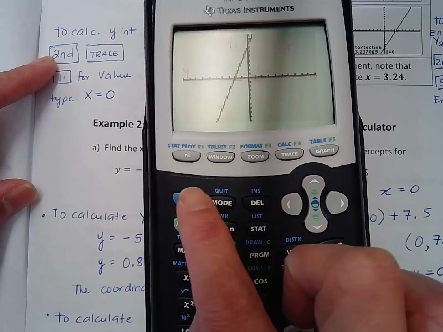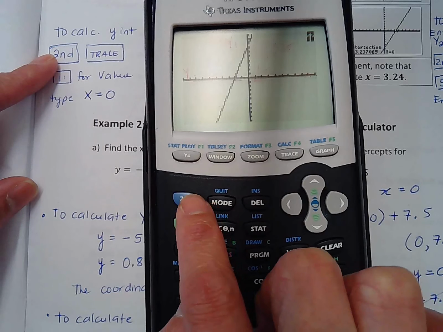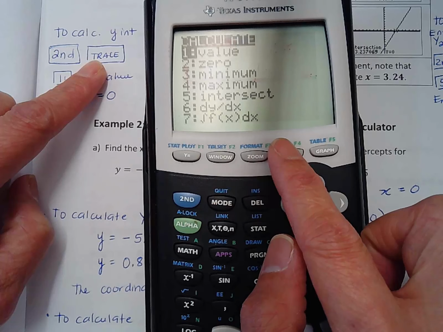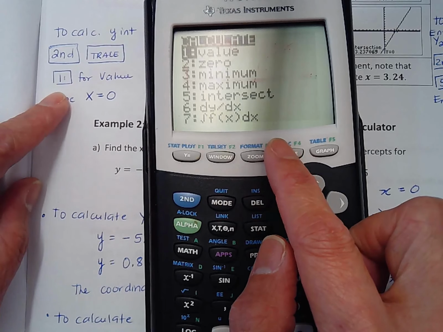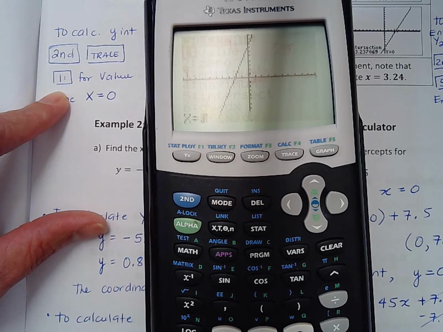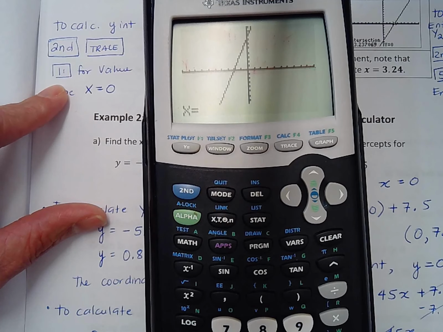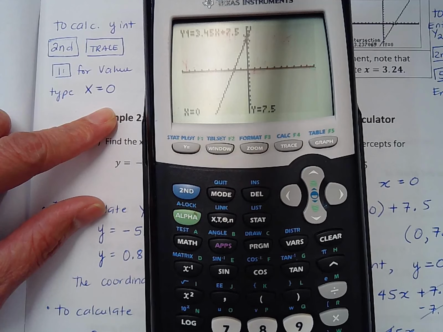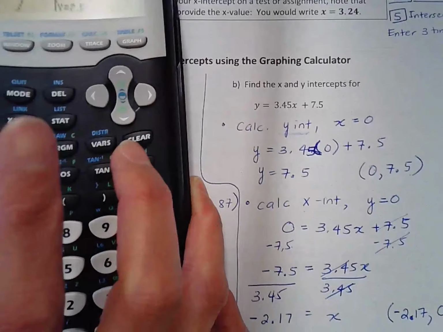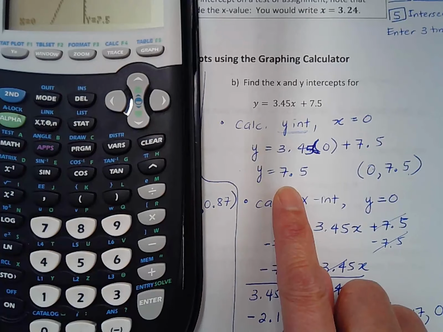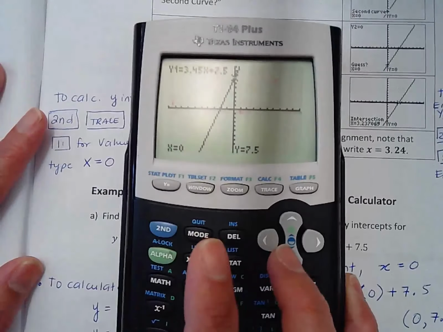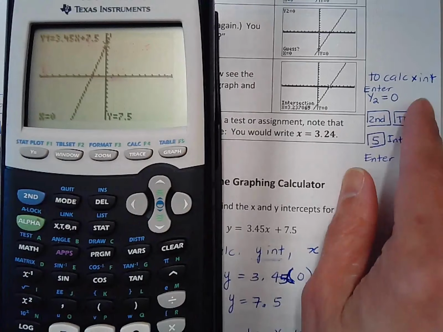We're going to go second function, then trace, and then we're going to press 1 for value, and then we're going to put x equals to 0. Enter. So the answer is 7.5. Is that what we got earlier? Yeah, we got 7.5 earlier. Okay, good.